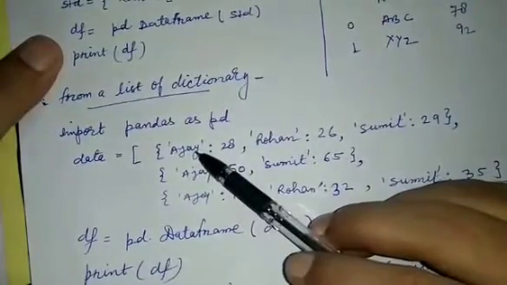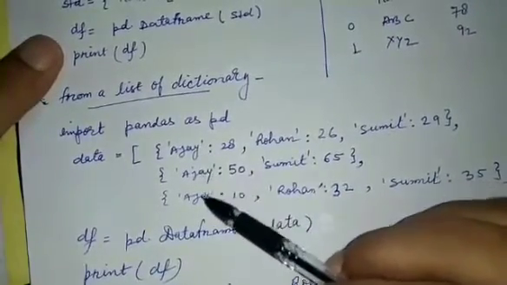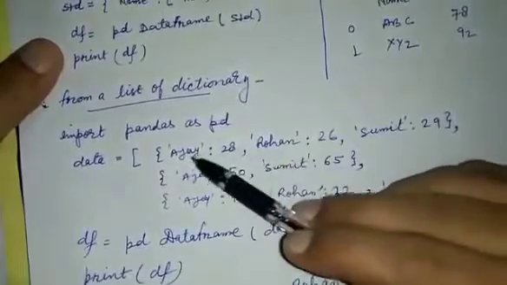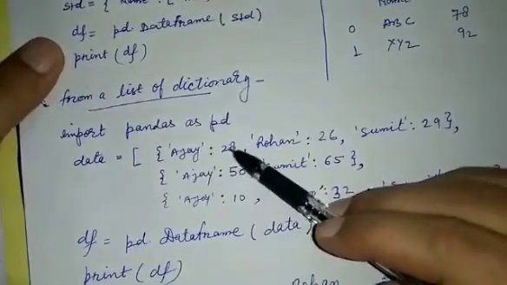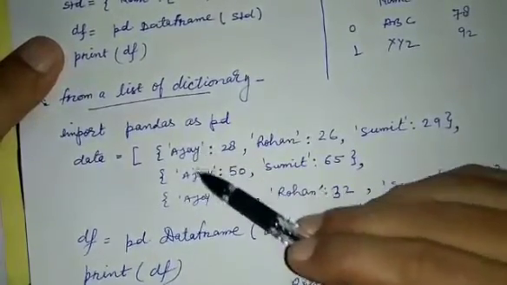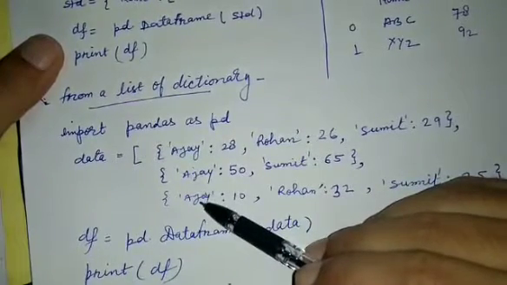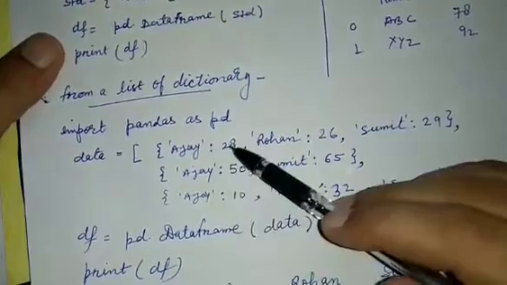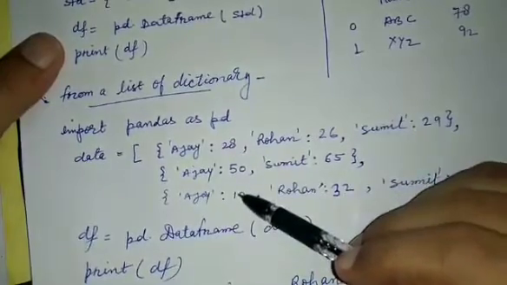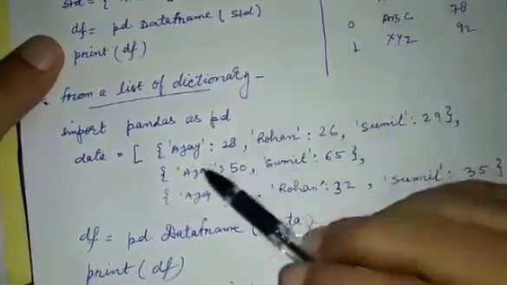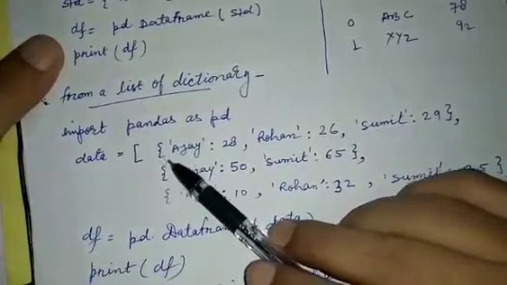But all the dictionaries should have the same key values so that their values are arranged in the column. All similar keys will be treated as the columns of the data frame, and values will be treated as the values of that column. So let's have a look.